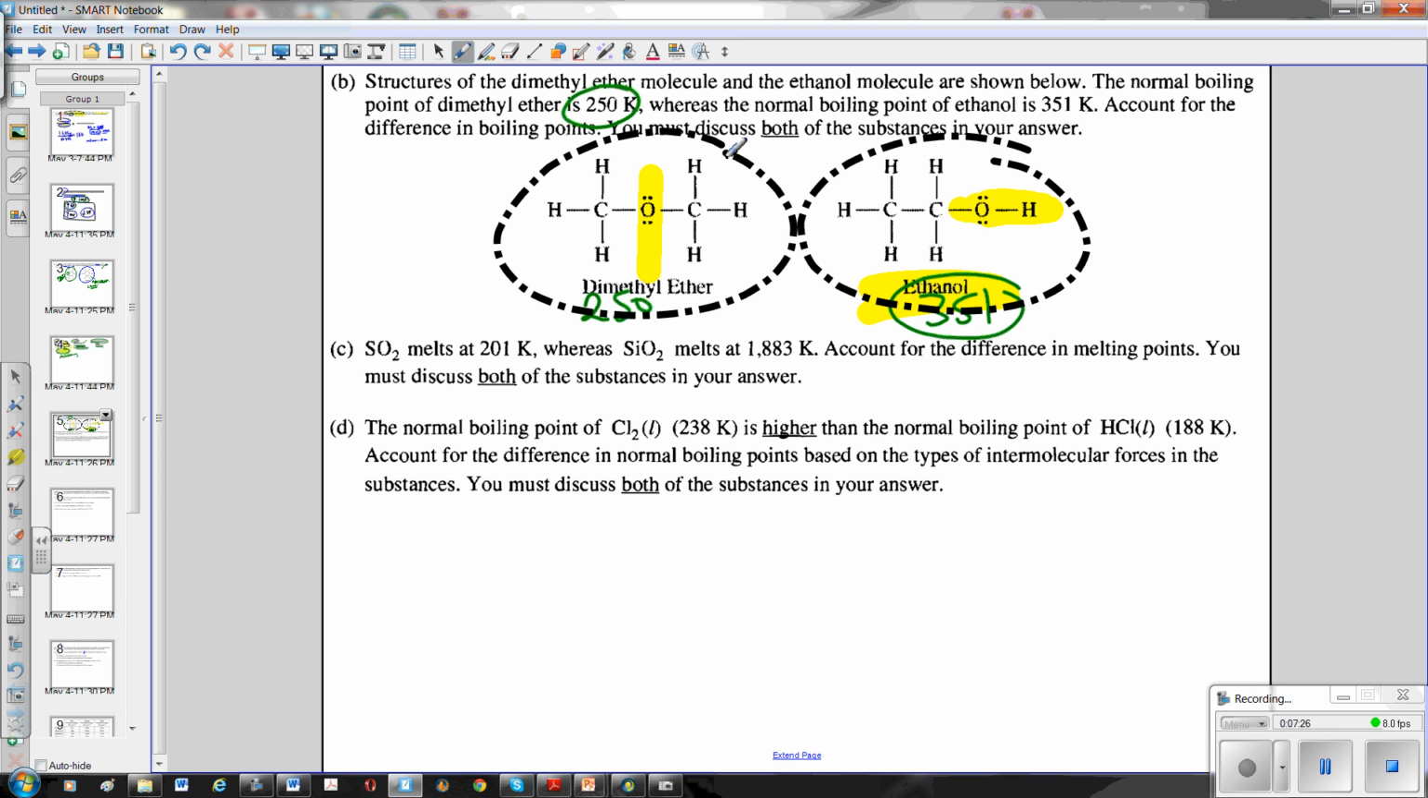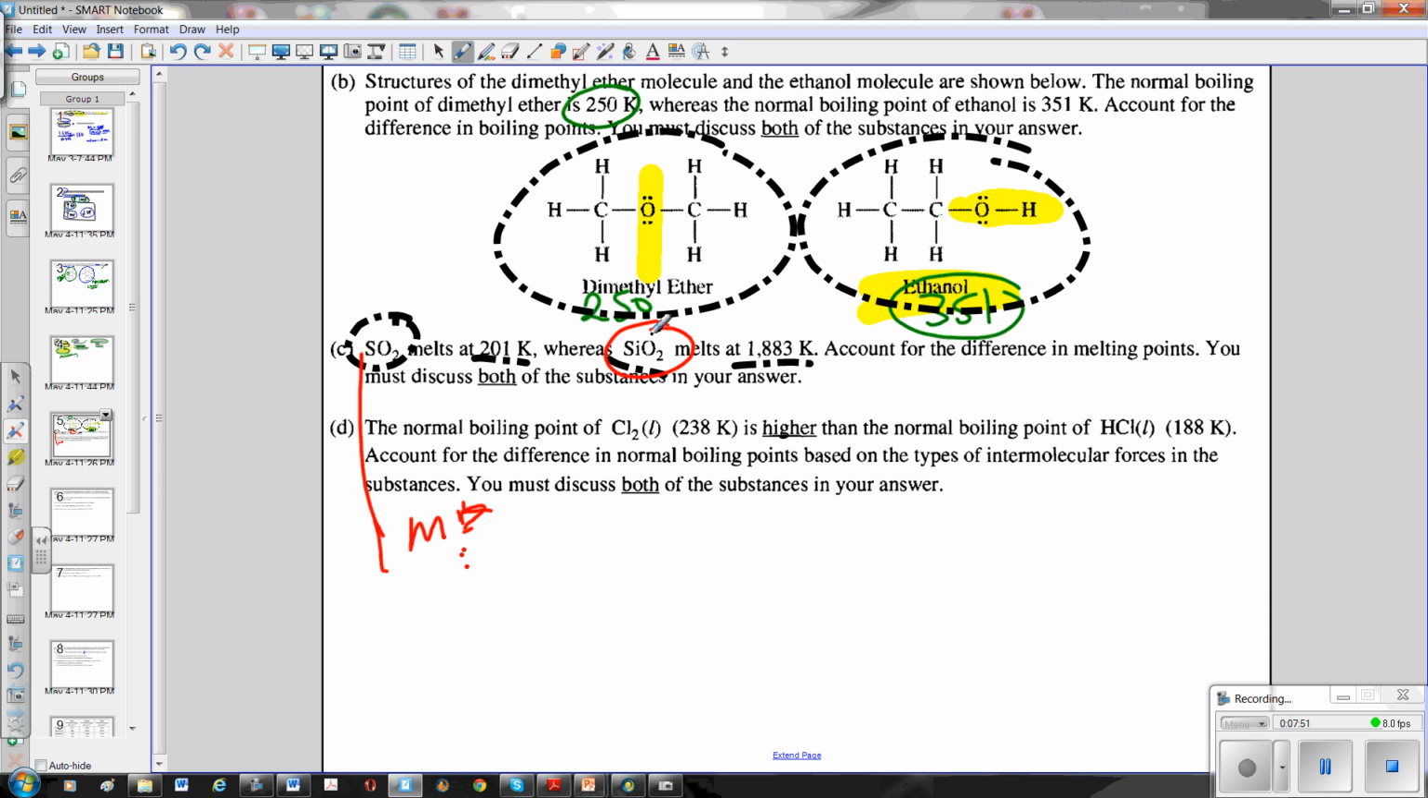It's less sticky. They tell you SO2 melts at 201. SiO2 melts at 1800 Kelvin. What's the difference in the boiling points? We have to first discuss their forces. SO2, a bunch of nonmetals put together, is held together by intermolecular forces. We just say this is regular IMF.